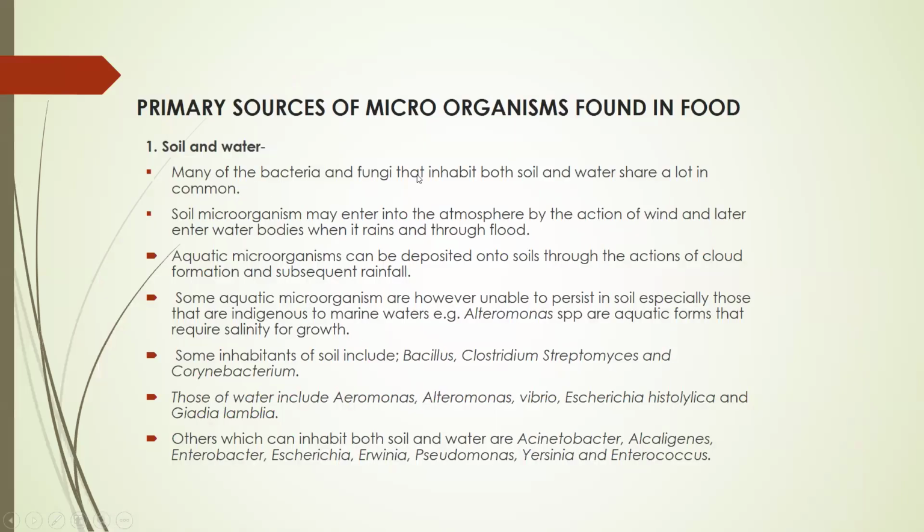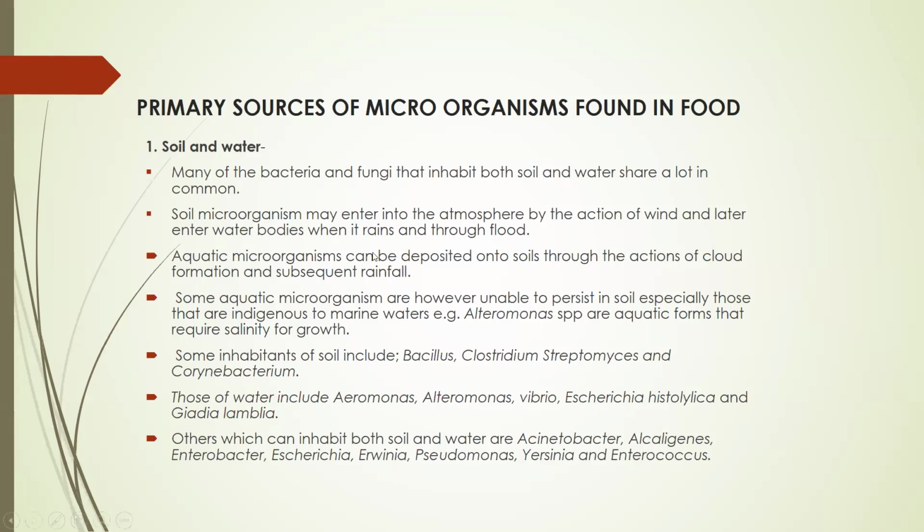So what are the primary sources of microorganisms found in food? Soil and water is one, because many of the bacteria and fungi that inhabit both soil and water share a lot in common. Soil microorganisms enter into the atmosphere by the action of wind. You have organisms in the soil. When there's wind, they can be taken into the air, then they settle on whatever they want to settle on later. The same thing when it rains. Air microorganisms can descend and fall on surfaces of the soil or table or wherever. And when you use your hand to touch them and handle your food without washing, you can introduce them.